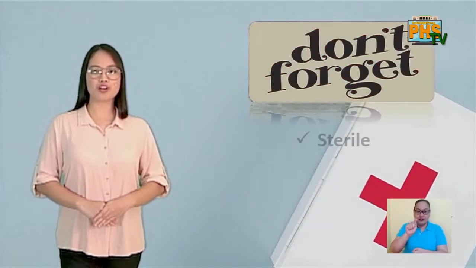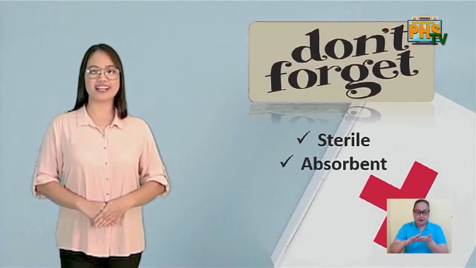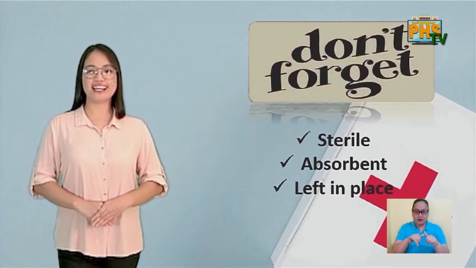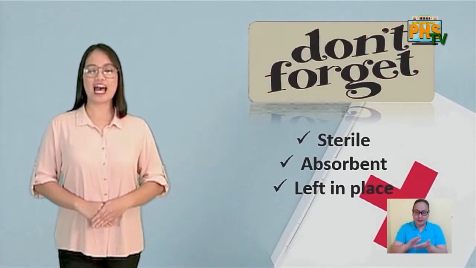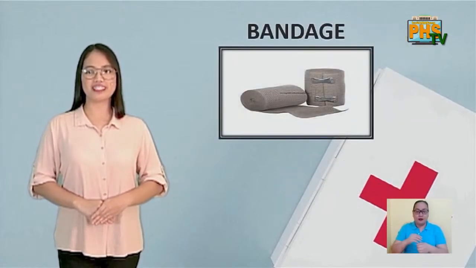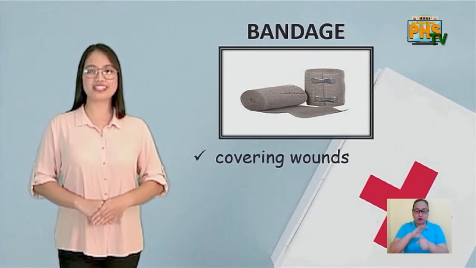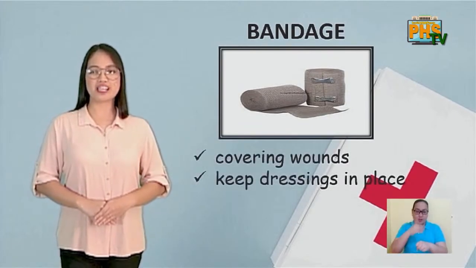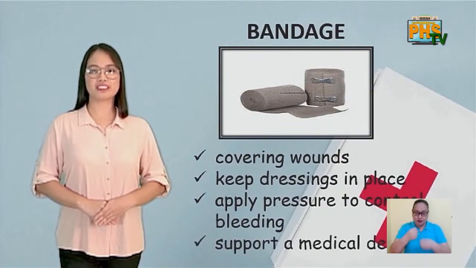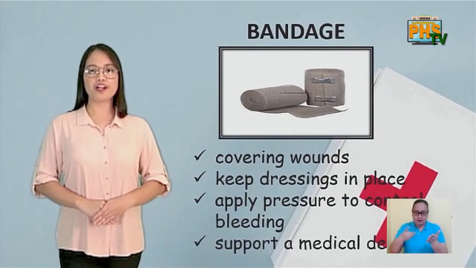Remember, dressings must be sterile and absorbent to prevent the growth of bacteria and should be left in place until the wound heals unless it needs to be regularly cleaned. A bandage, on the other hand, is a piece of material used either to cover wounds, to keep dressings in place, to apply pressure or control bleeding, to support a medical device such as a splint, or on its own to provide support to the body.